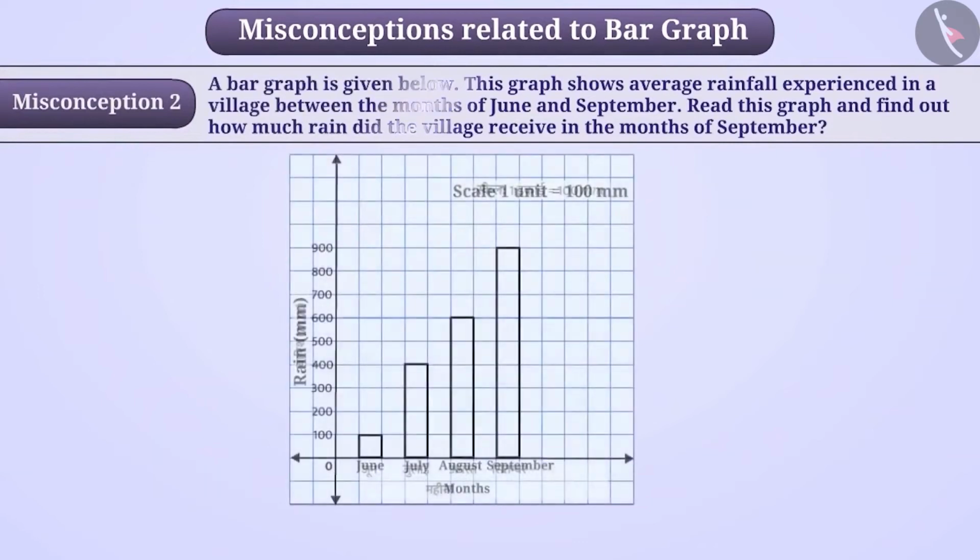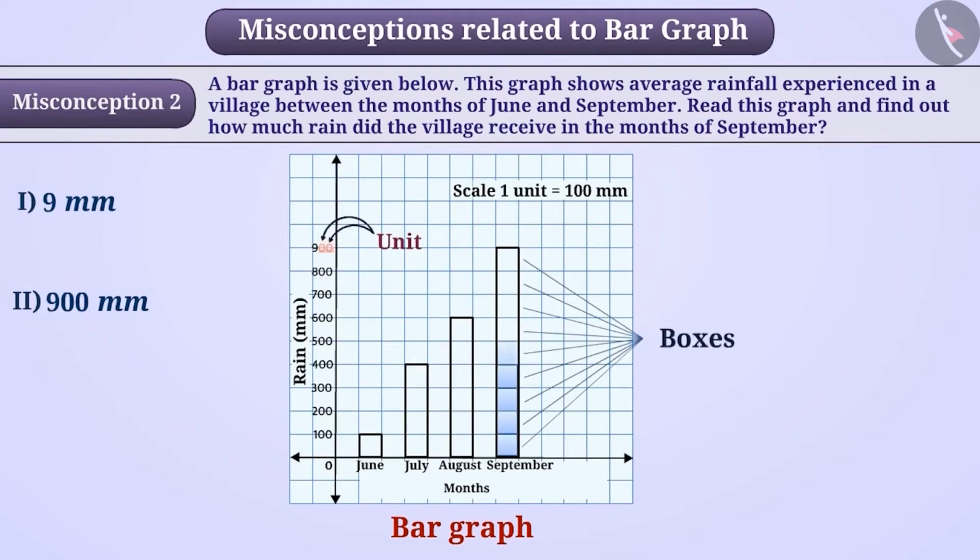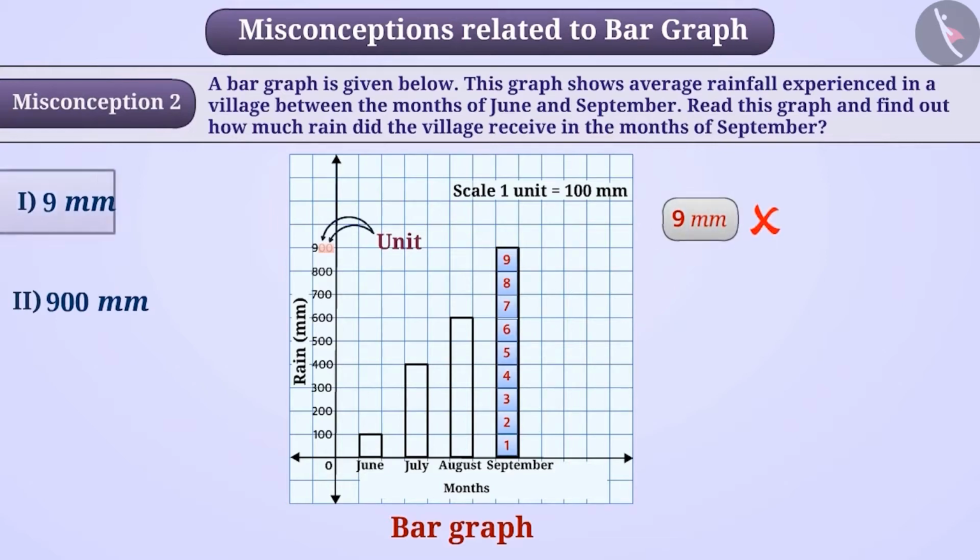Misconception 2. A bar graph is given below. This graph shows average rainfall experienced in a village between the months of June and September. Read this graph and find out how much rain did the village receive in the month of September. Some students ignore the unit given in the bar graph and answer by counting only the box. Like here, they obtain the answer 9 mm, which is a wrong answer. Hence, option 1 is the incorrect answer.